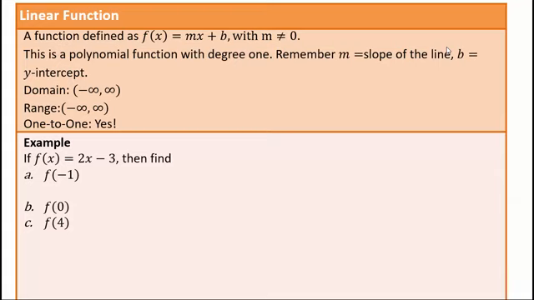All right, let's see what we got. F of -1, plug in -1 for x. So -1 times 2, which is -2, minus 3, which will give us -5. F of 0: 2 times 0 is 0, minus 3 is -3. F of 4: 2 times 4 minus 3, or 5.